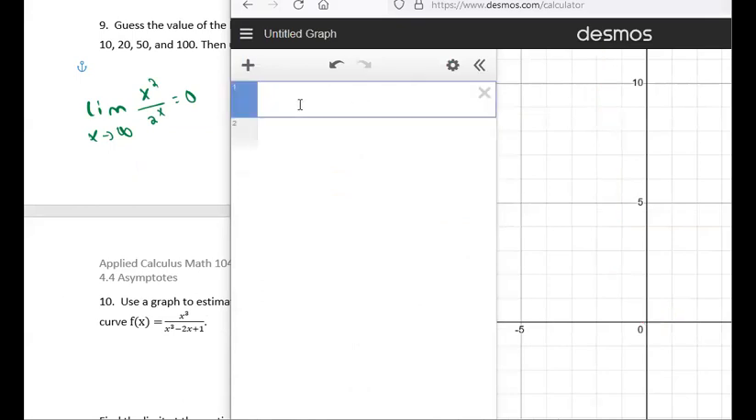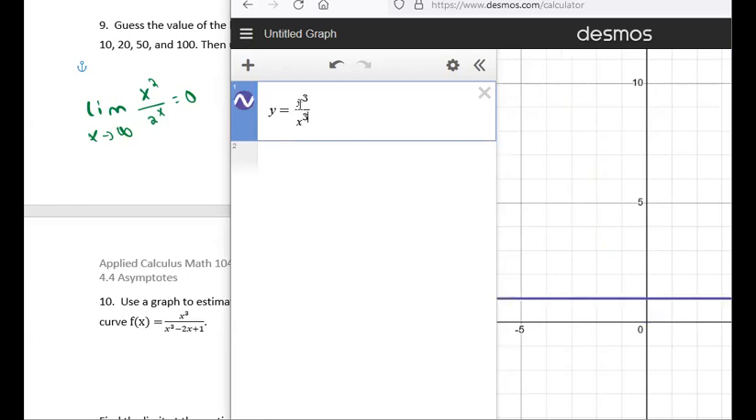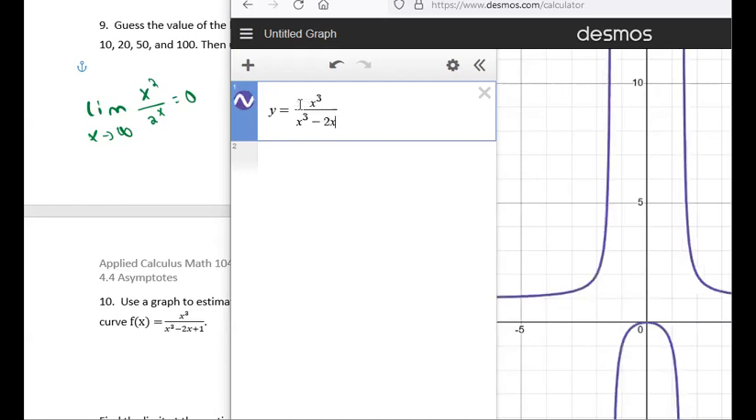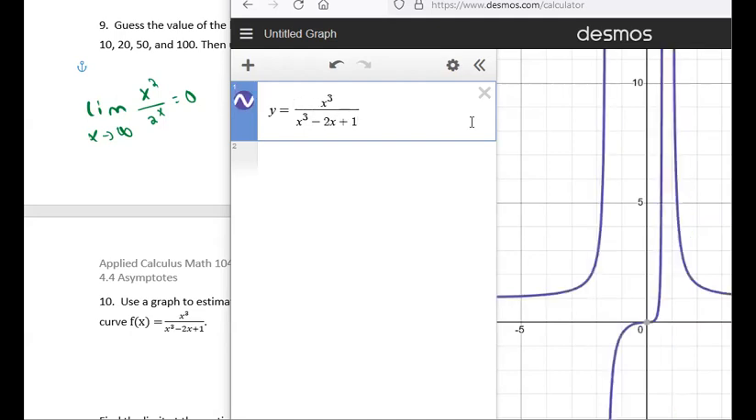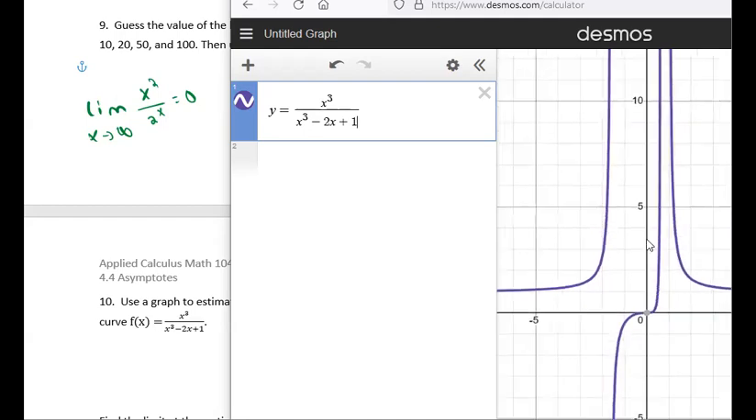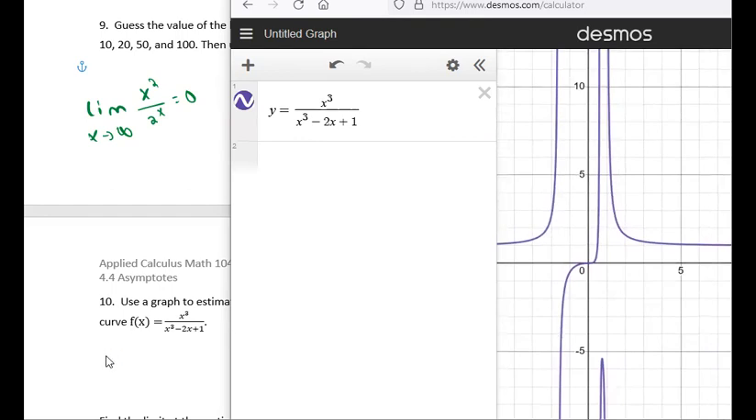Here we go. Let's just graph this in. So we need to have in our numerator, we have x to the third. Let's put our y equals in front. In our denominator, we have x raised to the third, we have minus 2x and plus 1. There we go. So now you can see our graph a little bit better. Let me scroll this down. There we go. A little bit bigger picture than what we had over here.